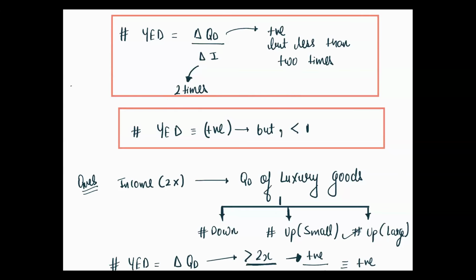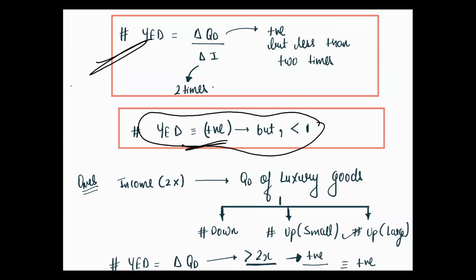So YED is positive, but in the case of necessary goods it will be less than 1. Why? Because the numerator is, I told you, the income has increased by twice, but quantity demanded for the basic necessary goods won't change that much. I have told you that in necessary goods quantity demanded won't change that much, so it is positive but not very much. Is it clear?